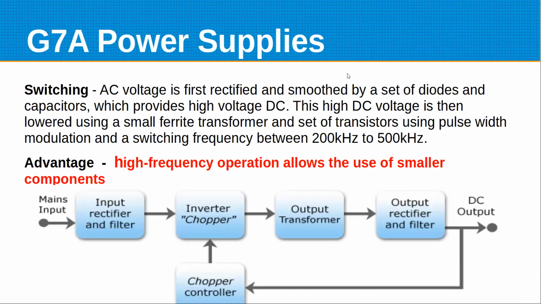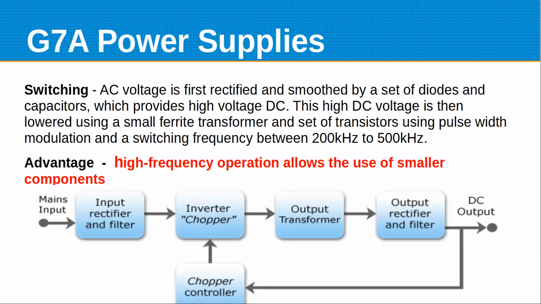Okay, the other type, which is much more current, are switching supplies. They're today usually cheaper for the same amount of power output. They're smaller. The only disadvantage is you may have some noise coming out of it due to the high frequencies.